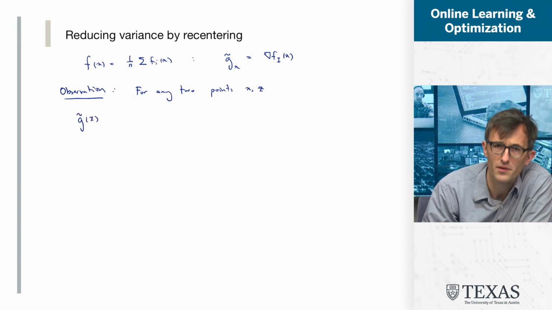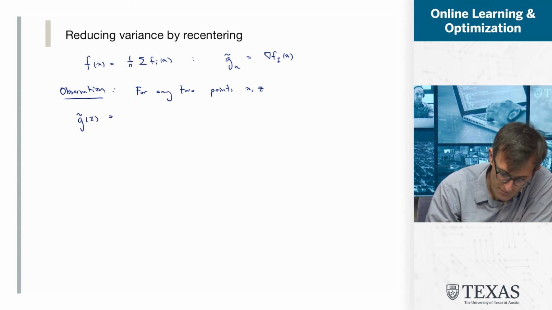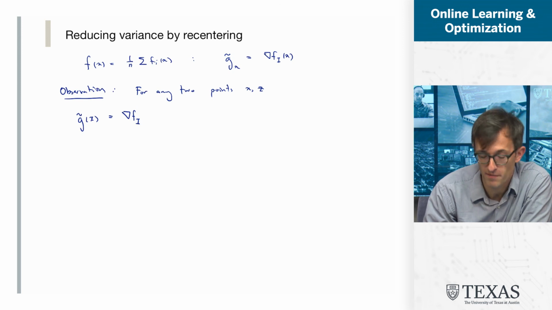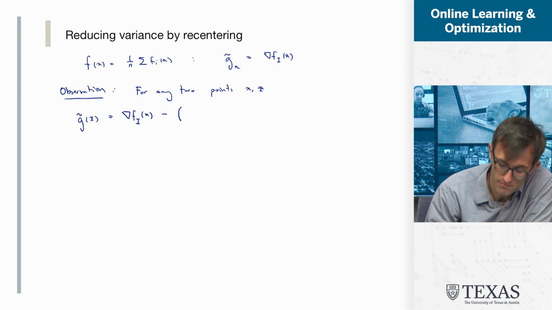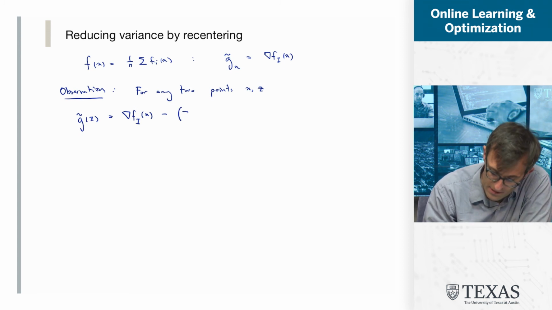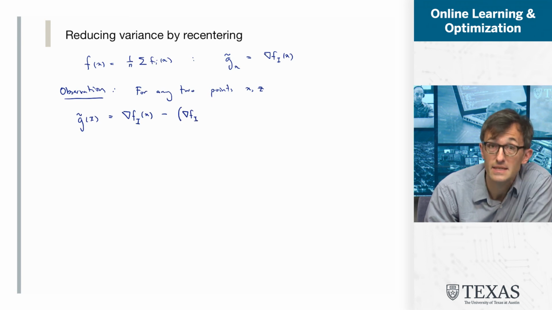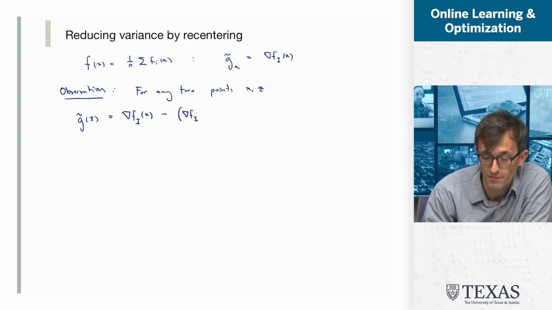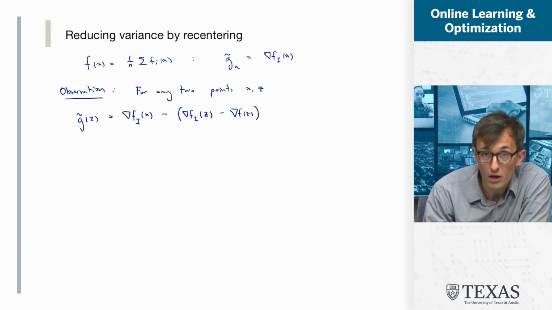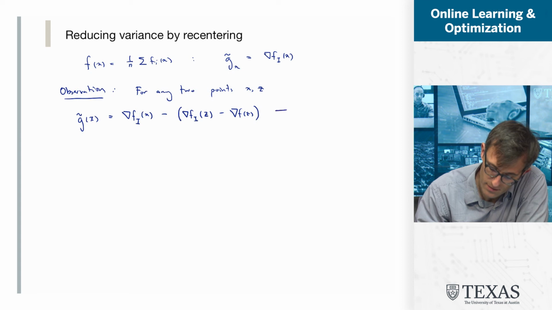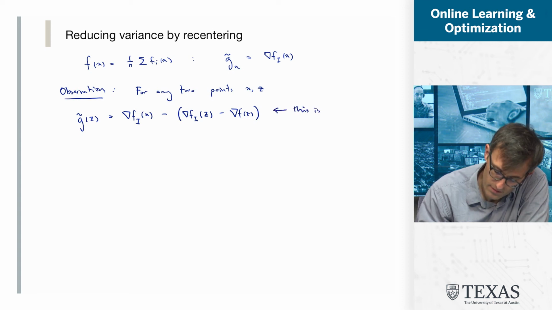I'll suppress for now the dependence on z. Gradient of fi, where i as usual is my uniform random variable, at x, minus, and this is the new term, my recentering term, the gradient of fi, the same i, it's not a different random variable, it's the same one, and that's critical, evaluated not at x but at z, minus the full gradient evaluated at z, is also a stochastic gradient.